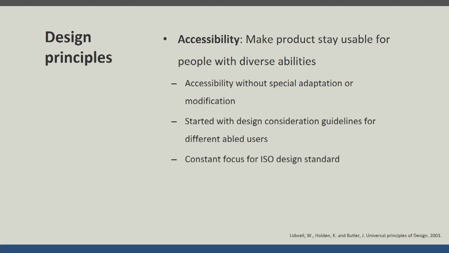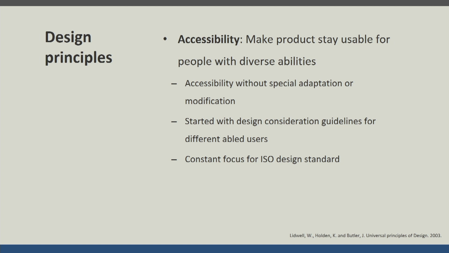Now comes the most talked about design principle, which is accessibility. It makes products stay usable for people with different abilities. Why is accessibility becoming so relevant as a design principle? Because in today's time, not just the people who are trained to use technology, but a lot of people from all walks of life are coming and using the technology.